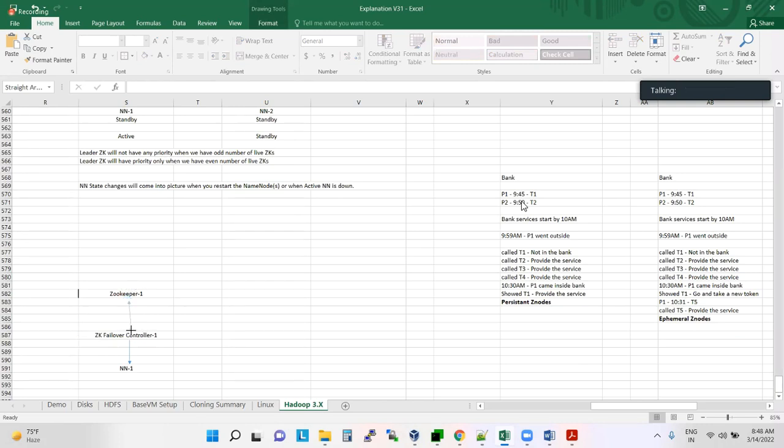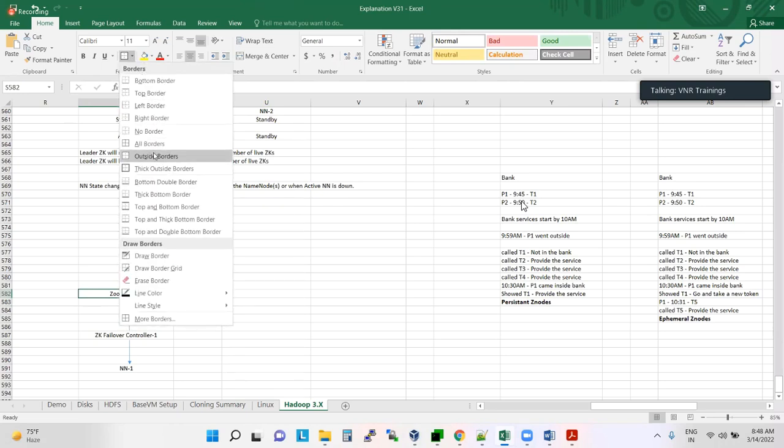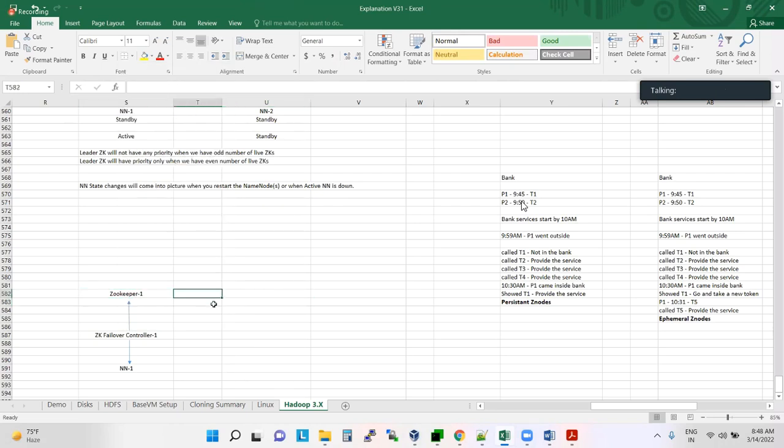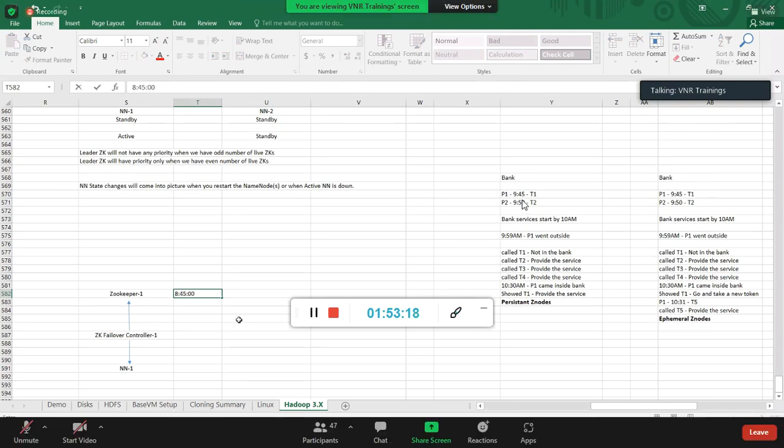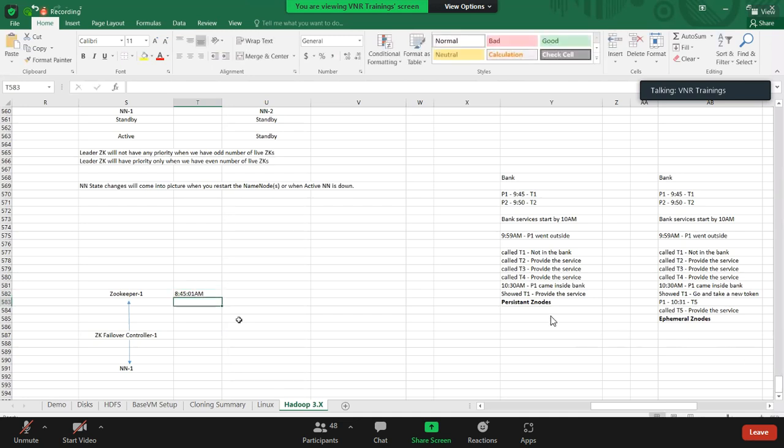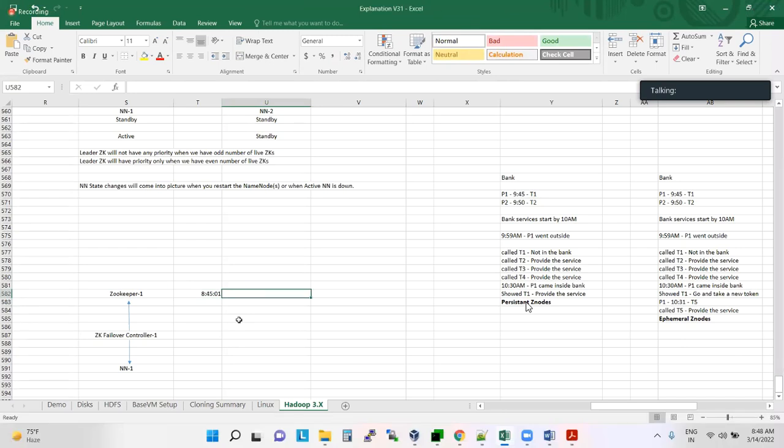Okay. When the heartbeat is sent to Zookeeper 1, when will the heartbeat come here? Let's say at 8:45:00 AM. Okay. Then 8:45:01, the heartbeat came. So what is the token it has given? Token 1 it has given, let's say.